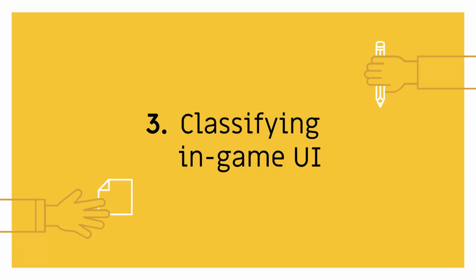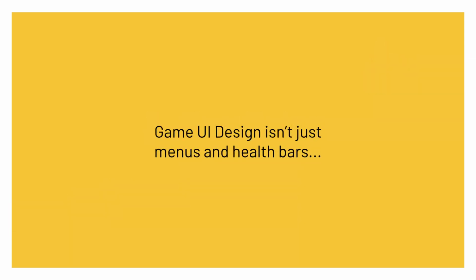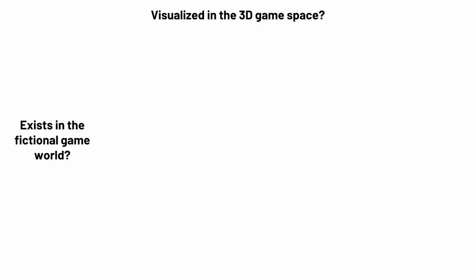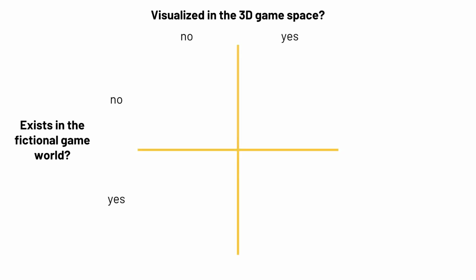Some ideas I wanted to go into are classifying in-game UIs. Game UI design isn't always menus and health bars like we think. There are two concepts to be aware of when we're classifying game UI. Is the UI in the 3D game space? Like, can I actually see it within the game? And does it exist within the fictional game world? Like, do the characters in the game know about this menu that I'm bringing up? Depending on how you answer these two questions, you get different types of UI.